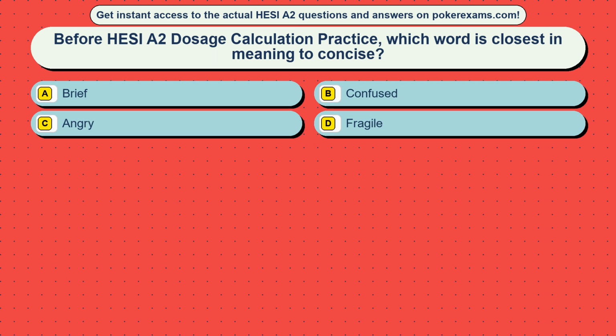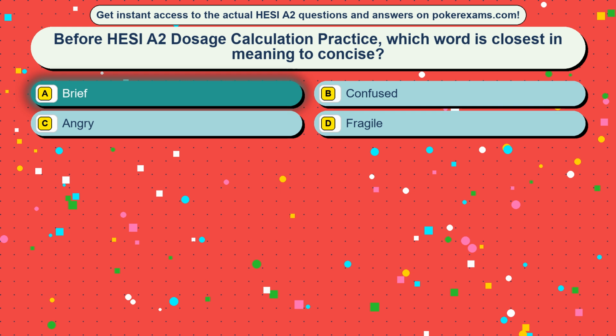Question 25. Before HESI A2 dosage calculation practice, which word is closest in meaning to concise? Option A, brief, option B, confused, option C, angry, option D, fragile. The correct answer is option A, brief.